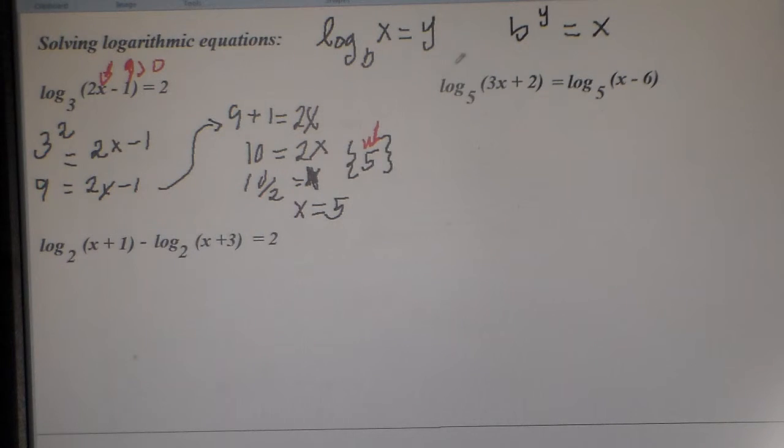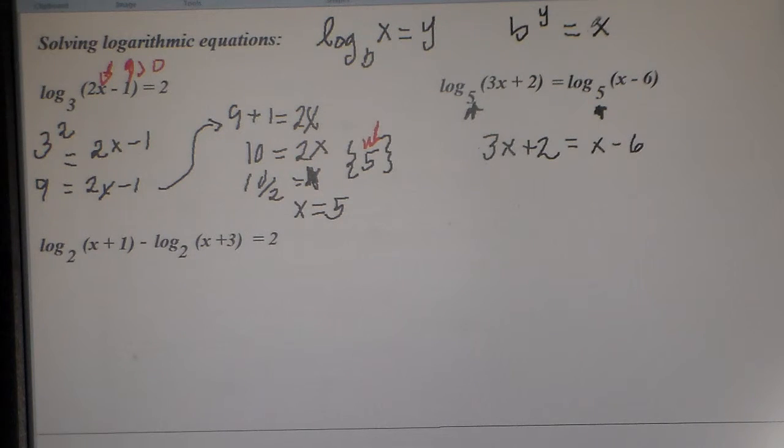Now I have another, different logarithmic equation here. In this logarithmic equation, we have an equality between two logarithmic expressions. When we have an equality between two logarithmic expressions and both have the same base, we can make the arguments of the logarithms equal. That means, in this case, to solve the equation, we do 3x plus 2 equals x minus 6.